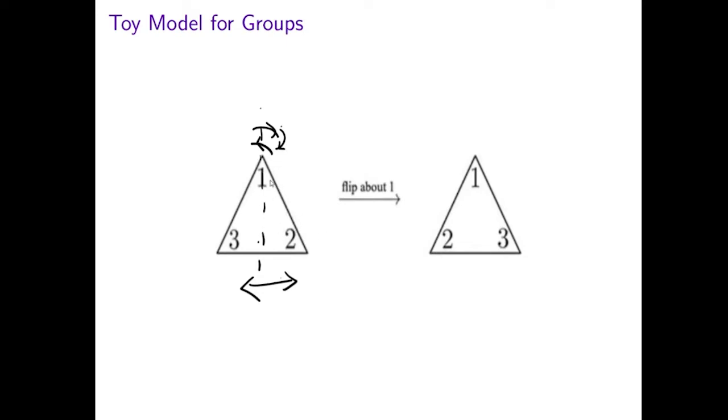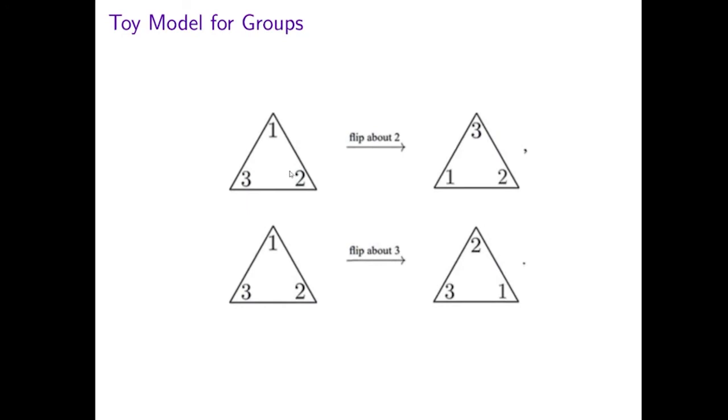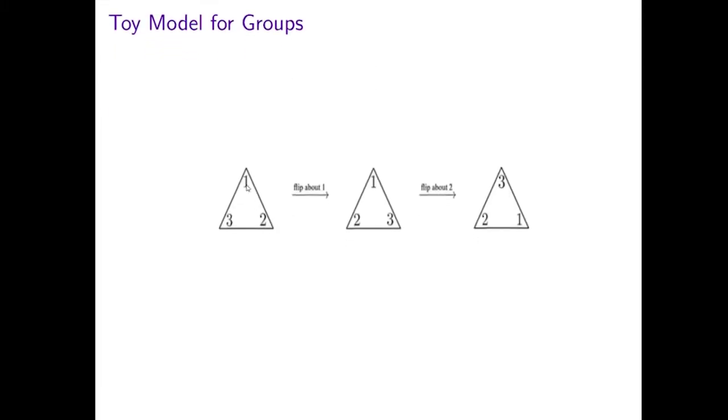Now let's look at a few more transformations. If I flip about one, I get 1, 3, 2, arranged this way. If I flip about 2, that is to say about this axis, I will get this operation, flipping this way. And if I flip about 3, I will get something like this. So these are all the actions or transformations that we're doing to this labeled triangle. Now the cool thing is, what happens if we were to combine them?